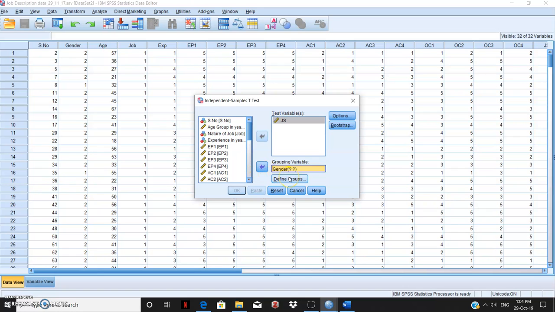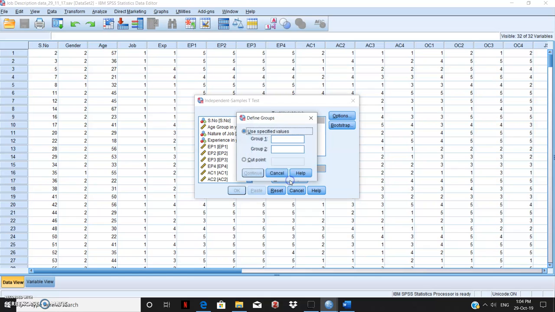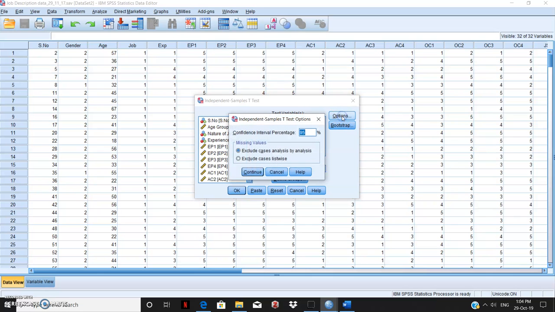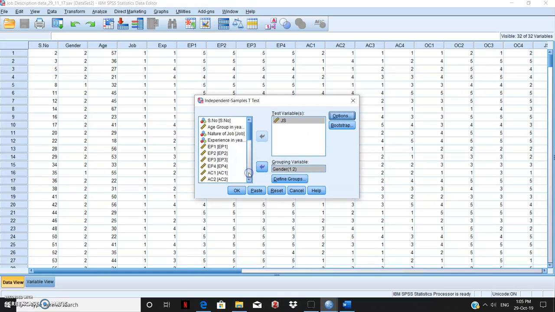But here you have to be careful that you have to define the groups. My group 1, what was that? Male. How do I define them? As 1. My group 2 is female. So I call that 2. That is how the data was captured here. And then I continue. If you want, you can look at the options that are available here. 95% confidence level. 95% confidence level means your level of significance is 5%. And I'm going to OK it.